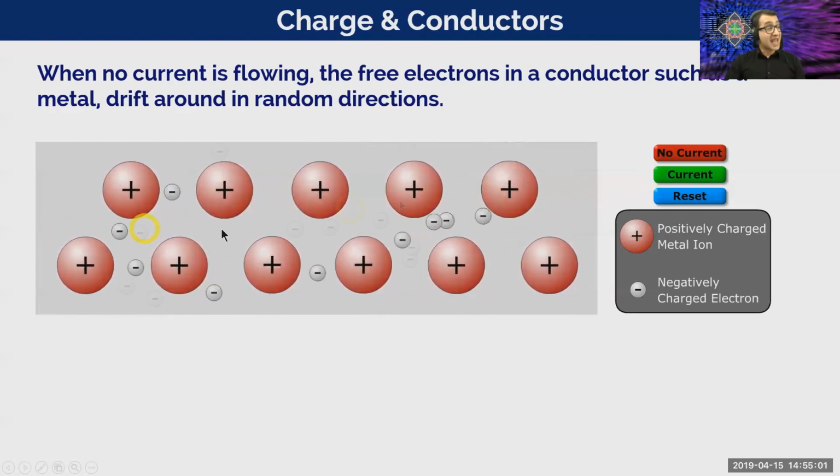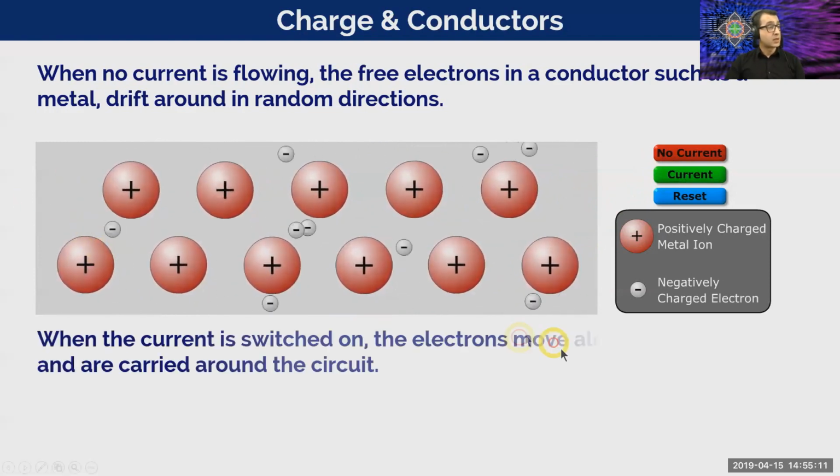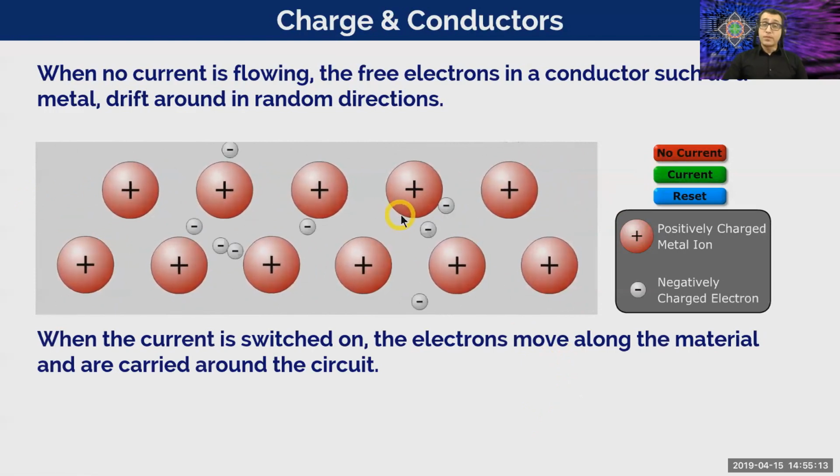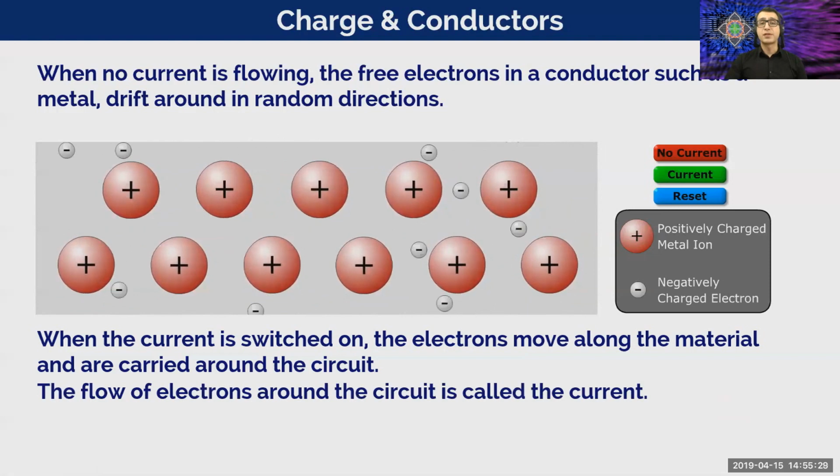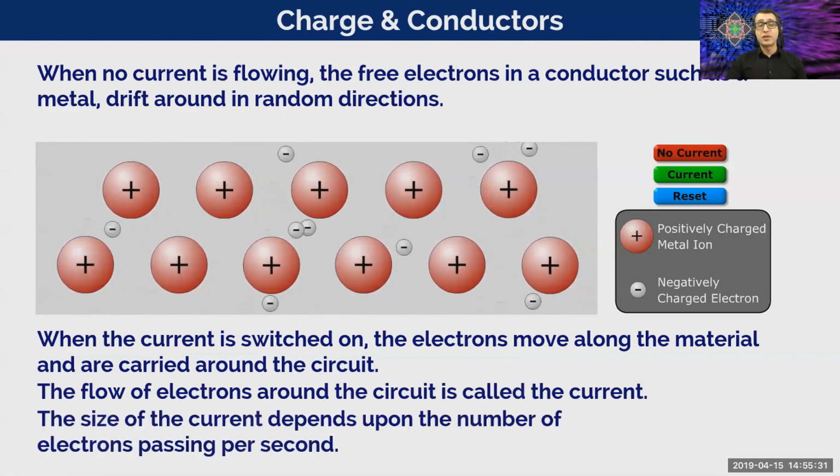An electric current is the average movement of charge, in this case negative charge, from one part of a conductor in one average direction to another part of a conductor. So when the current is switched on in a circuit, all of the conducting elements in that circuit, the wires, the devices, will have electrons flowing through them in one average direction. So the flow of electrons around the circuit is called the electric current. The size of the current depends on the number of electrons passing each fixed point in the circuit per second.